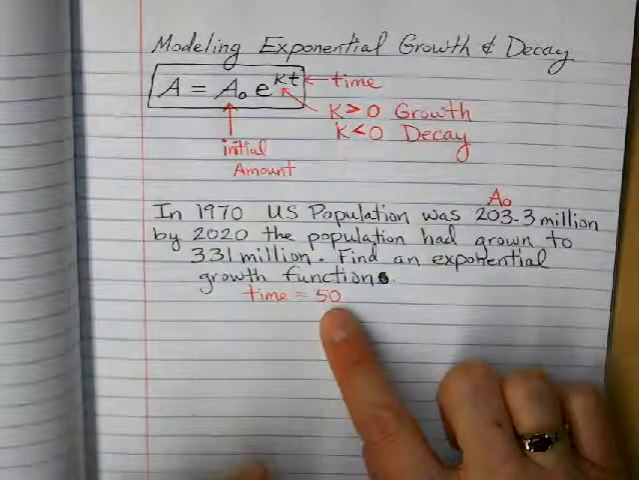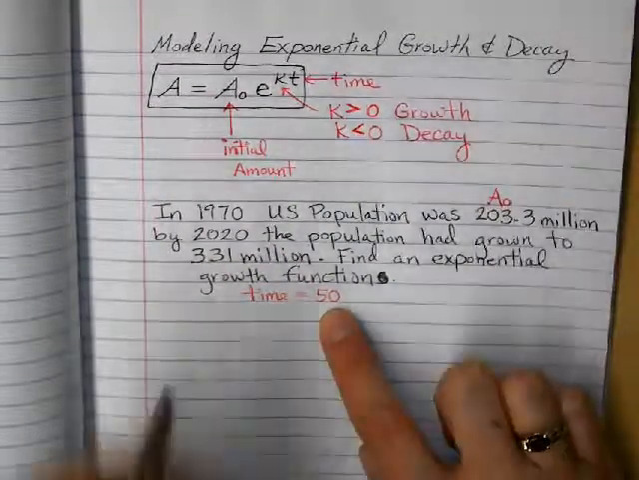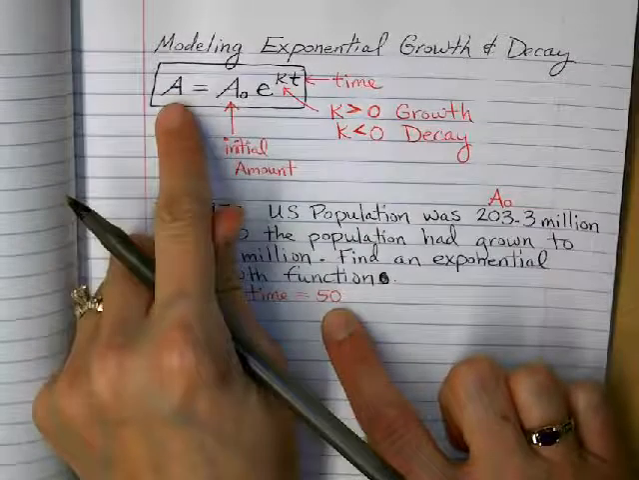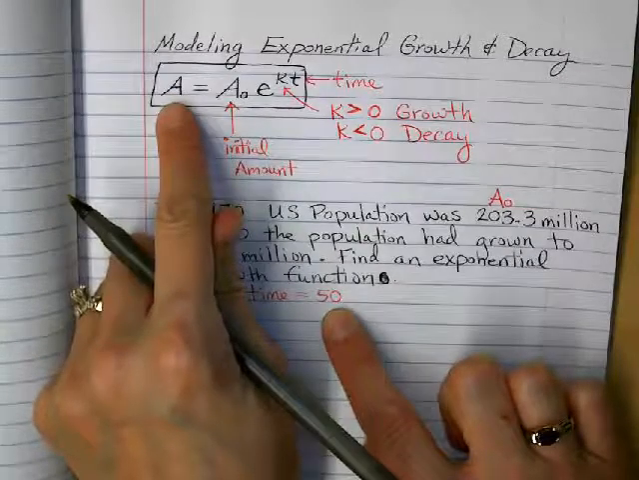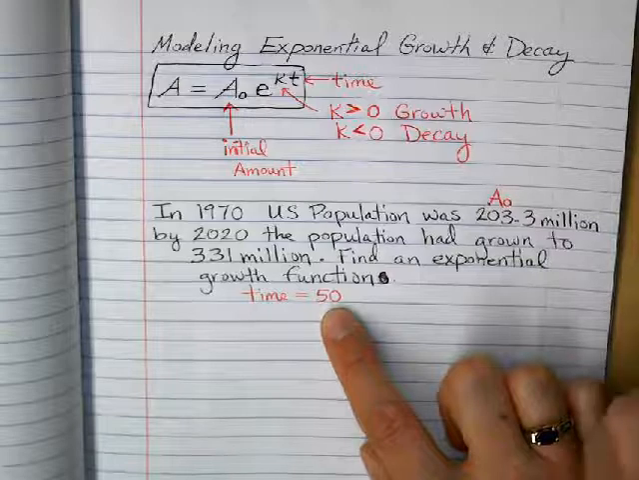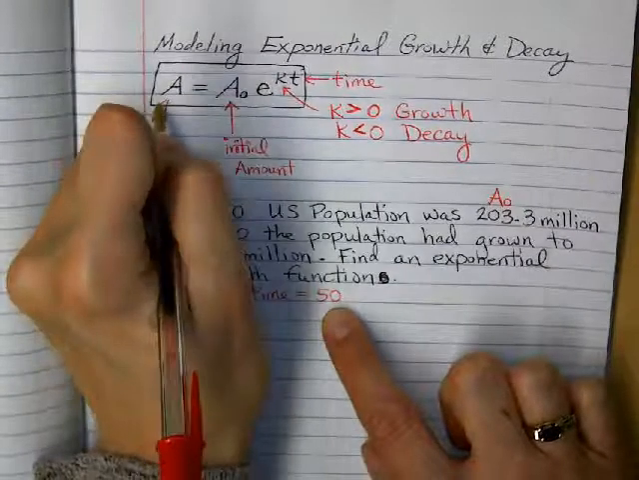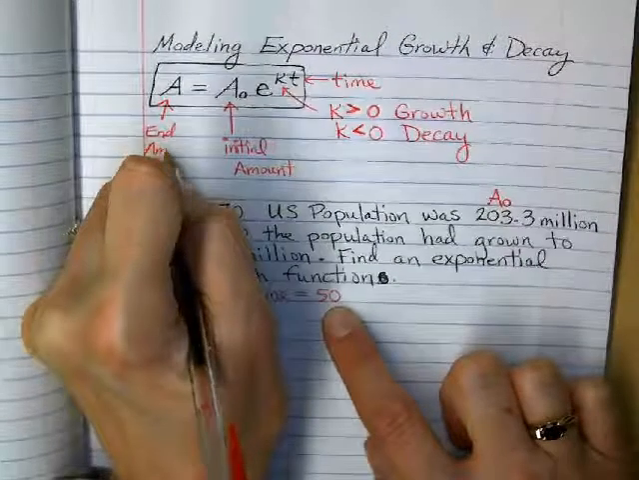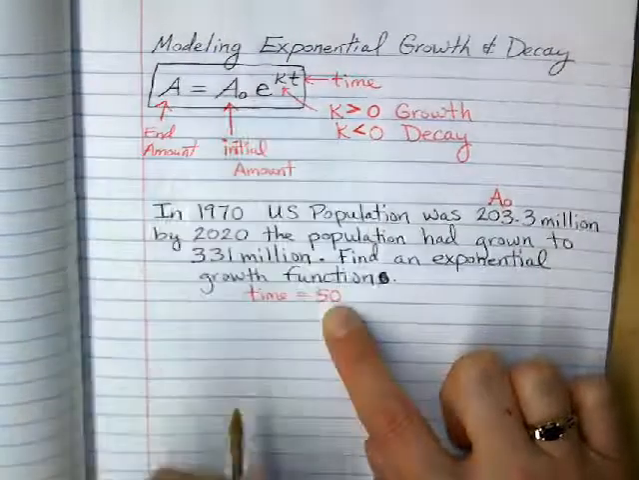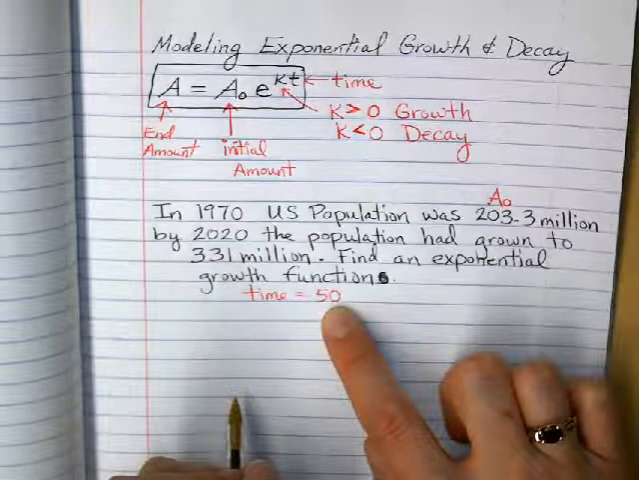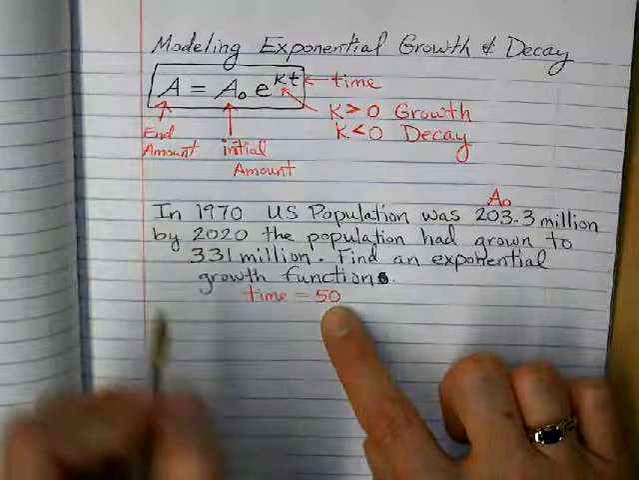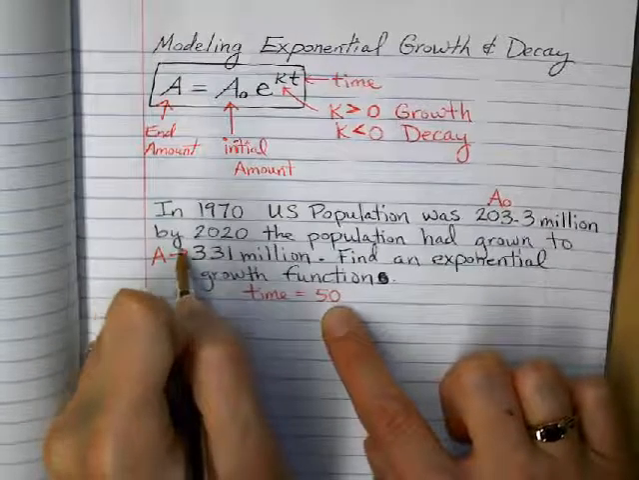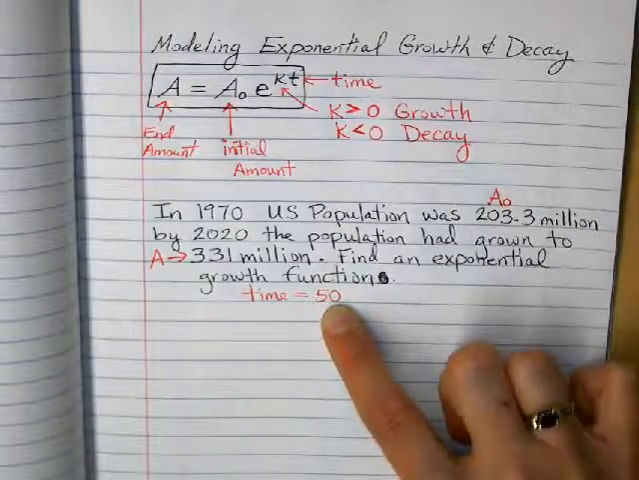Good. All right, so let's start writing the formula. So we have A. Maybe we could figure out what A is, because it's like the ending amount. After the 50 years, what was the population? Yeah, I think we could put that for A. Good job. Because that's the amount at the end after the 50 years.